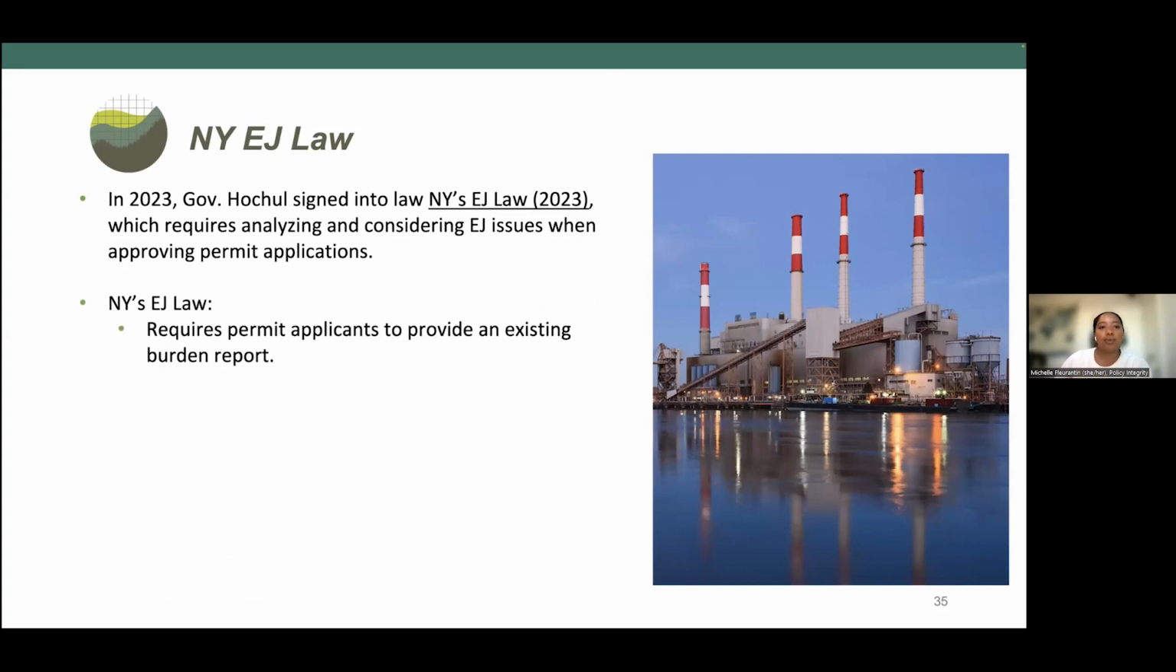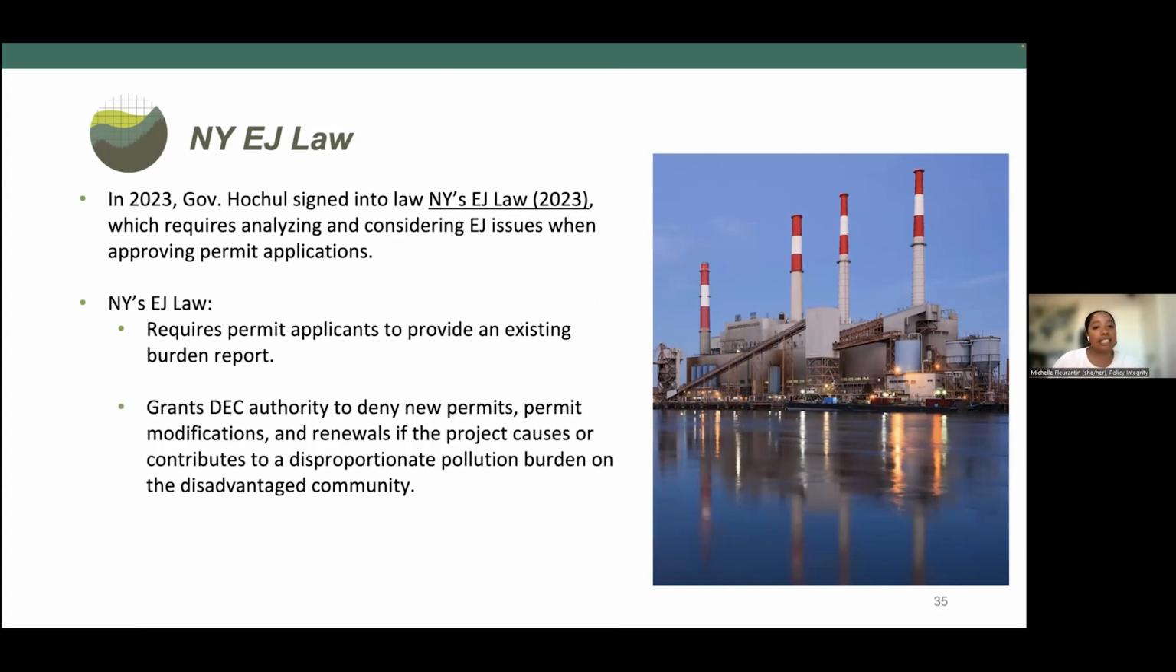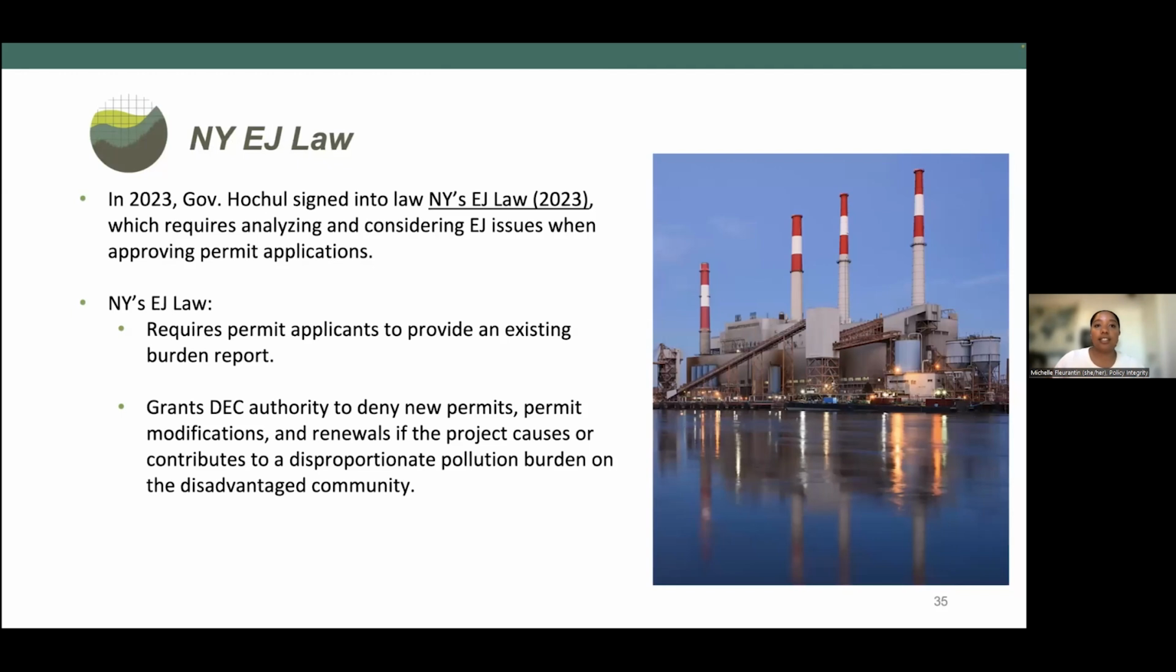And this law requires permit applicants to provide an existing burden report. It also grants DEC authority to deny permits, permit modifications, and renewals if the project causes or contributes to a disproportionate pollution burden on the disadvantaged community. So this is aiming to address the cumulative impacts of multiple sources of pollution that typically overburden environmental justice communities.